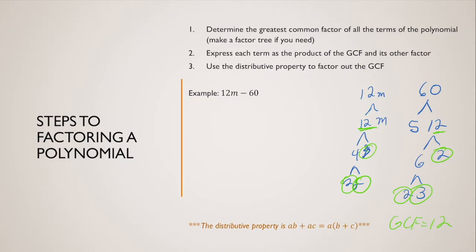So I'm going to rewrite each term as the product of 12 and its other factor. Now, whatever's left here is our remaining factors. So our remaining factors are 5 and m. So I have 12 times m minus 12 times 5. And then I could rewrite that as 12 times m minus 5. We're pulling out the greatest common factor. Let's work through a few more examples.